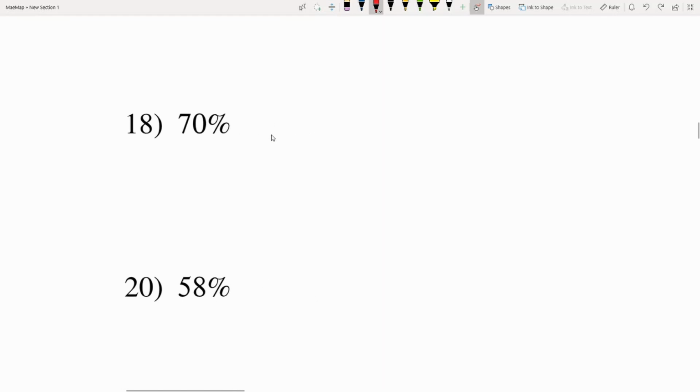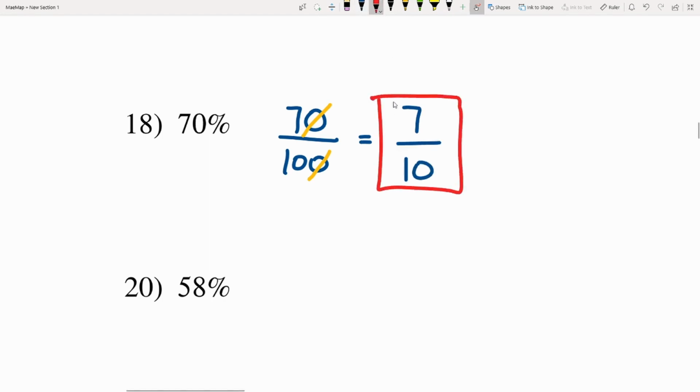Now for number 18, 70%, we're going to write 70 over 100. Now both of these, both the numerator and denominator, are divisible by 10 because they each have a 0 in them. So dividing 70 by 10 and dividing 100 by 10, I will get 7/10. So 7/10 is my simplified fraction for 70%.